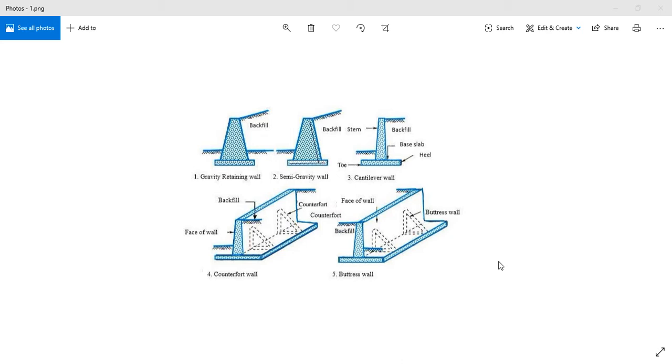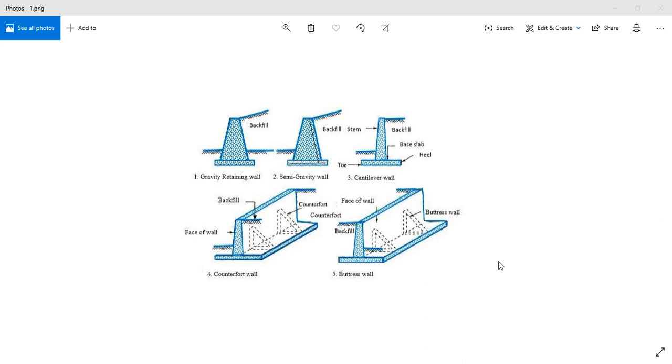So as we dive right in, we'll talk about the different types of retaining walls that we have and why one is used over the other. The reason is the condition, the state by which you can use one and not use the other. Okay, let's dive right in.